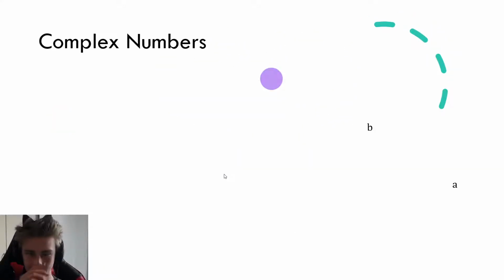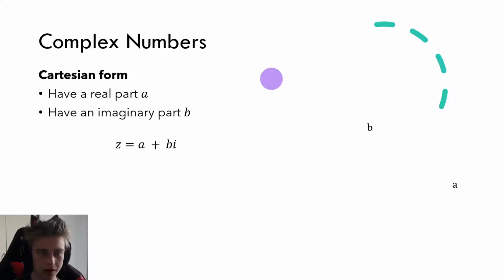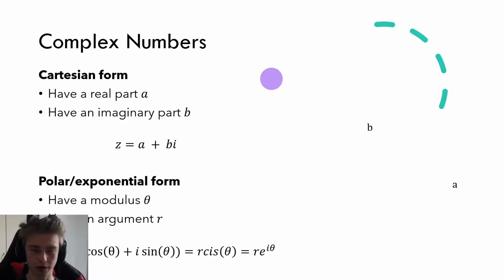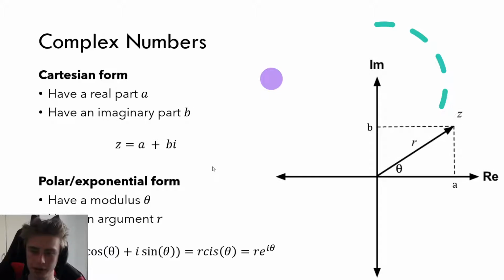So, complex numbers, for those who are unaware, they have a Cartesian form, a plus bi, where i is the square root of -1, and a polar exponential form, r e to the i theta. They can be represented on this nice diagram over here called an Argand diagram.